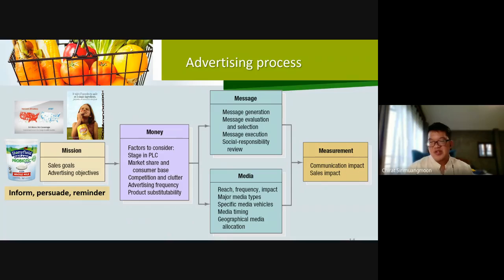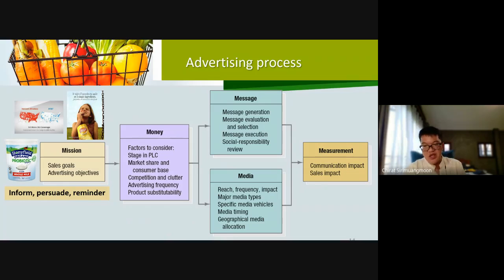So how about the media? Please think about reachability, like how to reach the consumers, the frequency that you need to use, the impact of the advertising, the major type of advertising that you need to use, the media vehicle, and timing, whether specific time, general time, or just certain time. Also geographical media allocation, like whether the media you use covers the whole country, the world, or just some countries. So that is the media.